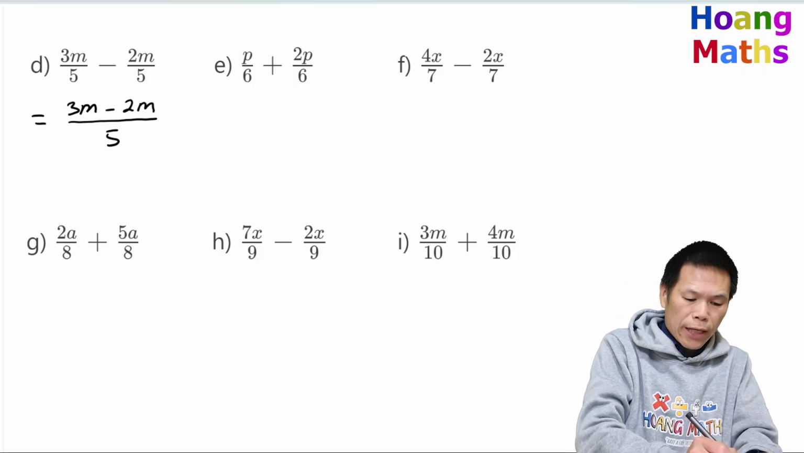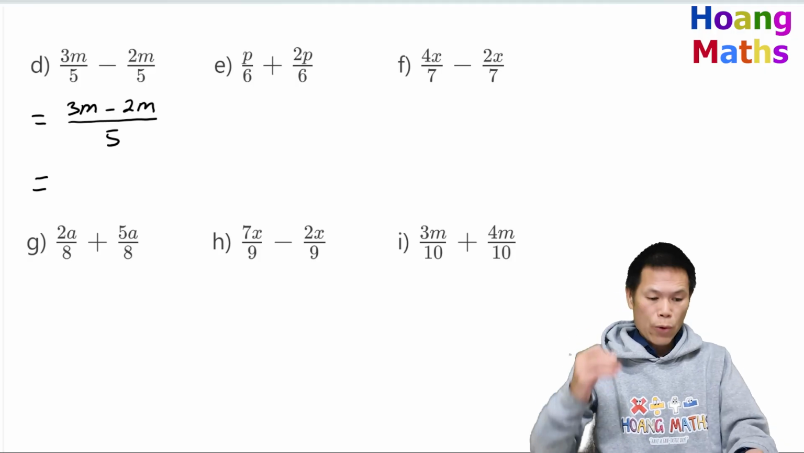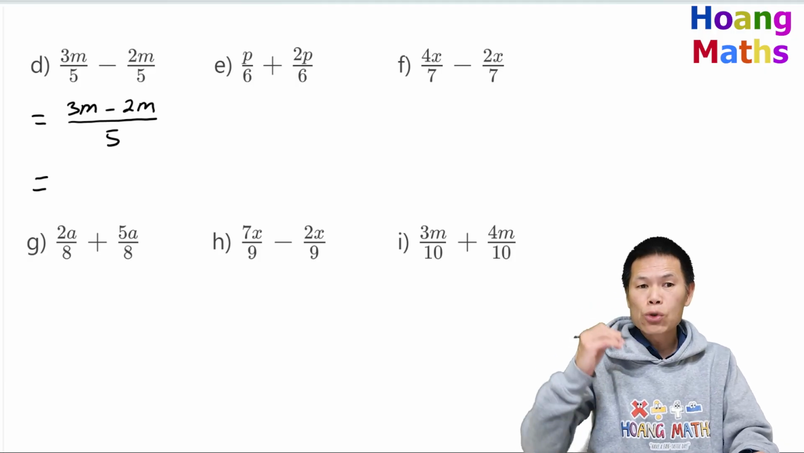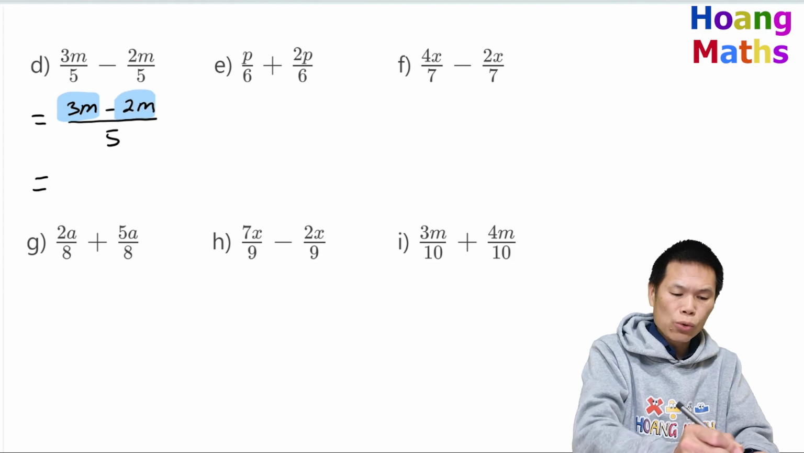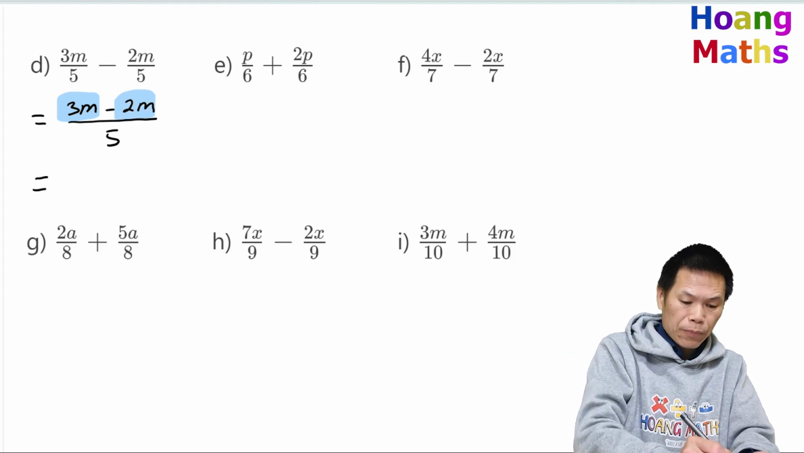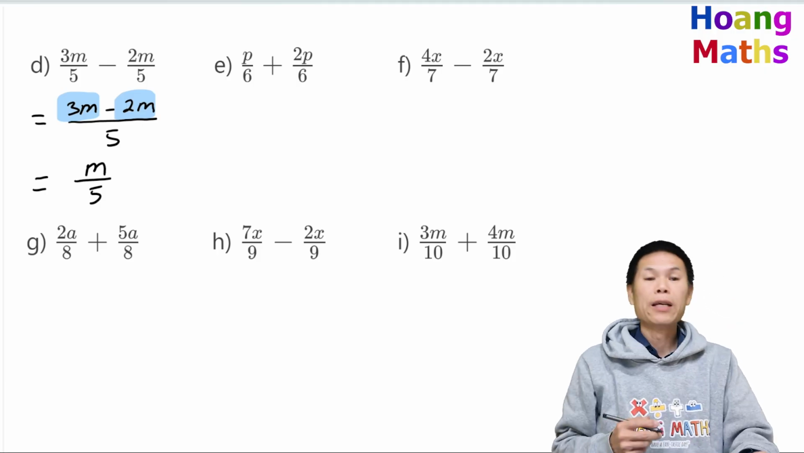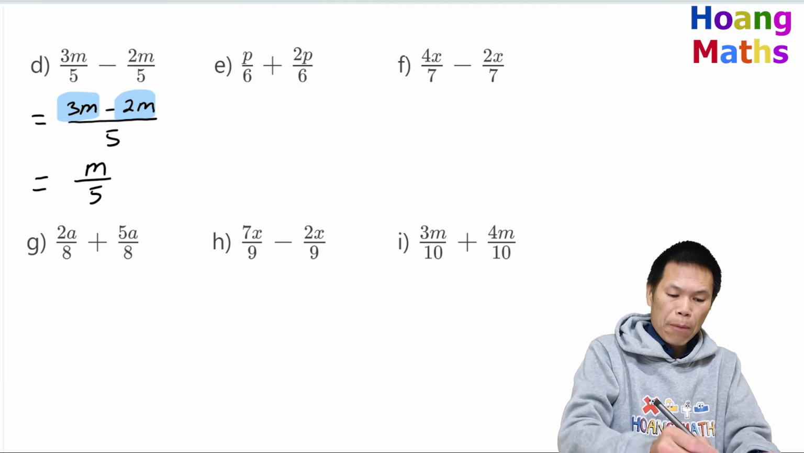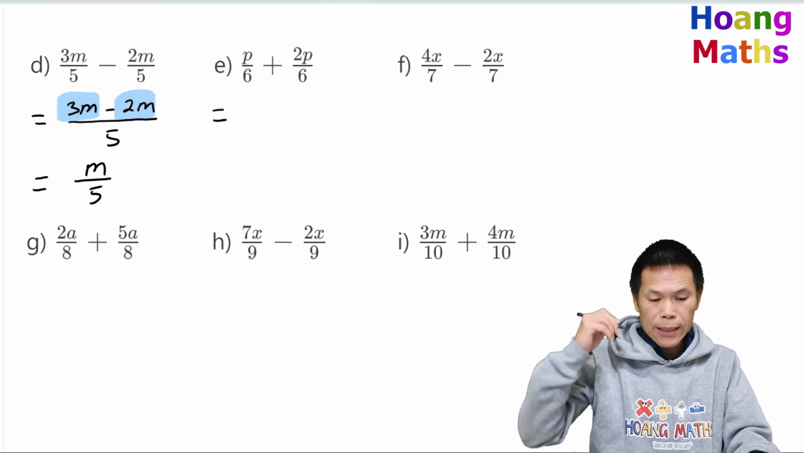So therefore, that is equal to, now we just collect the like terms. So we have 3m minus 2m. So that gives me 1m. 3 minus 2 is 1, but it's 1m. So 1m is m. So the answer is m over 5. There you go. Now part E, again, we have the same common denominator, that is 6.